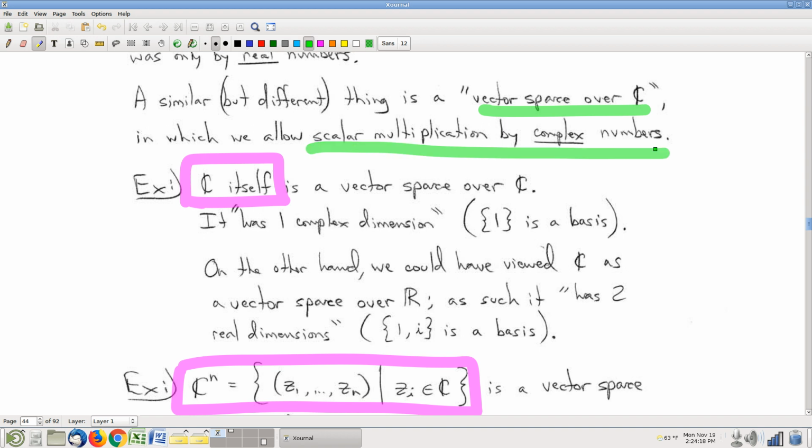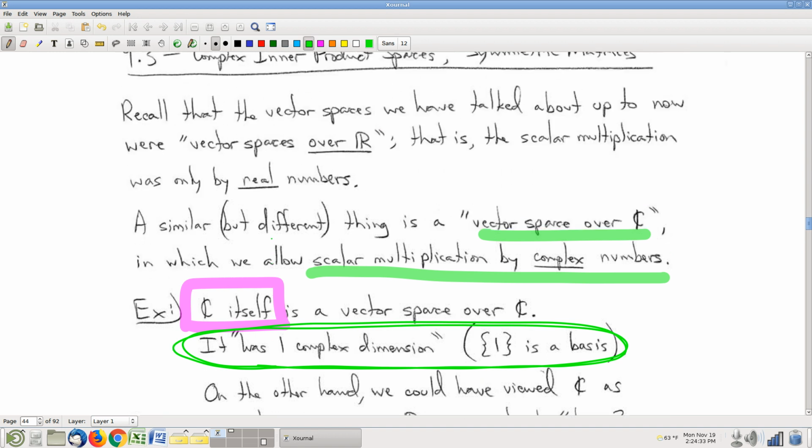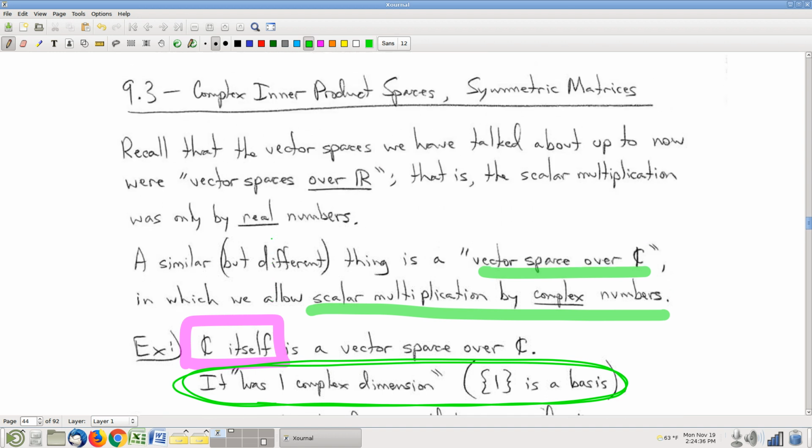We allow complex scalars. And I claim that the complex plane is one-dimensional. If you allow complex scalars, the complex plane is one-dimensional. Now, how could that be? This is, at a glance, garbage, right? It's a plane. C is the complex plane, and the plane is two-dimensional. Clearly, right? How can it be one-dimensional?